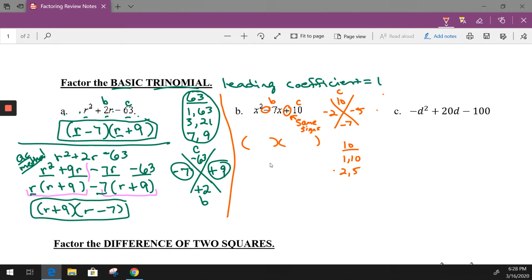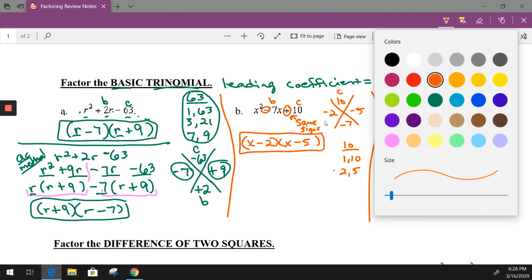Now your variable here is x squared, so x times x. And then, like we said, our two numbers are negative 2 and negative 5. And now we have factored this completely. Next problem.